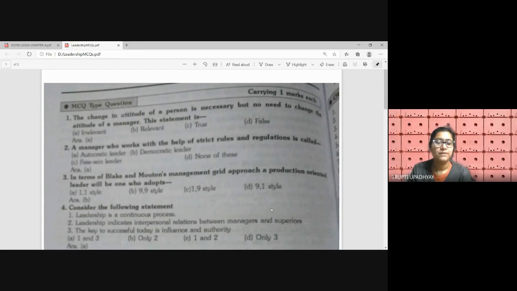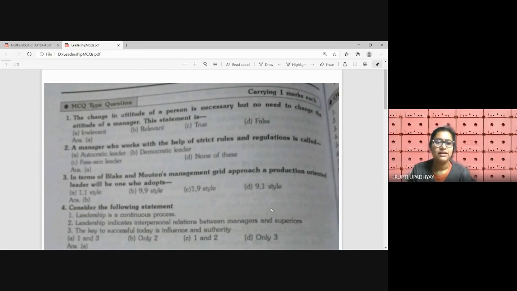Next question. A manager who works with the help of strict rules and regulations is called A. Autocratic leader, B. Democratic leader, C. Free rein leader, and D. None of these. Obviously, this is very easy. A manager who works with the help of strict rules and regulations is obviously an autocrat. So it's an autocratic leader. The answer is autocratic leader.